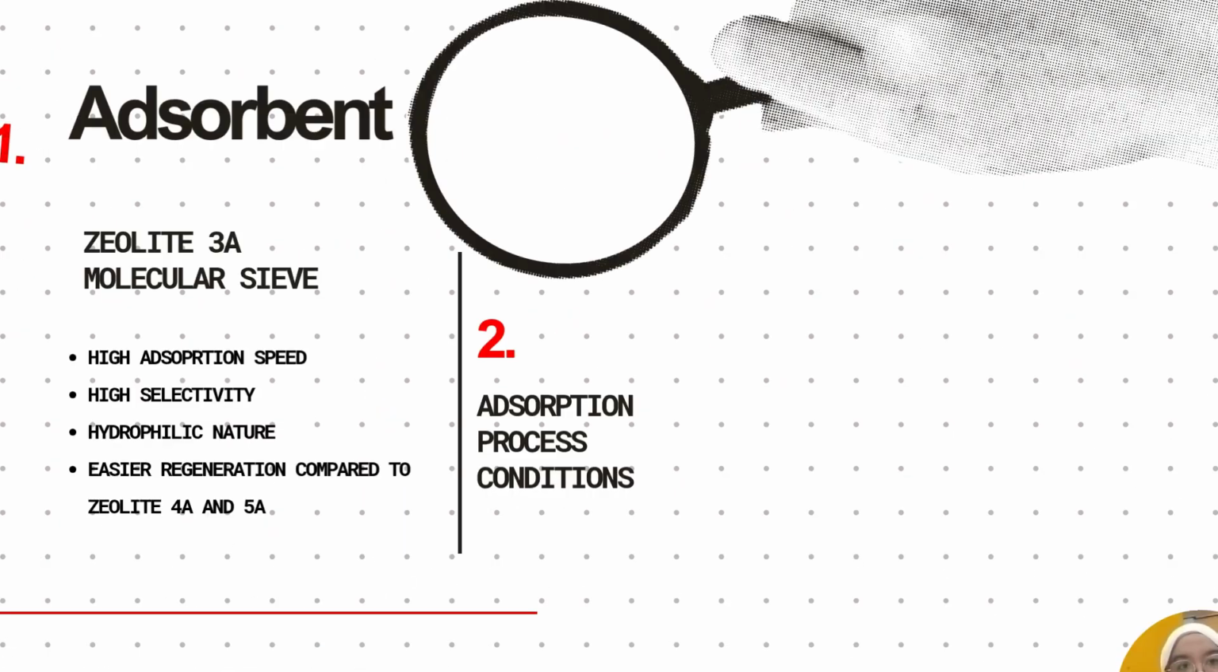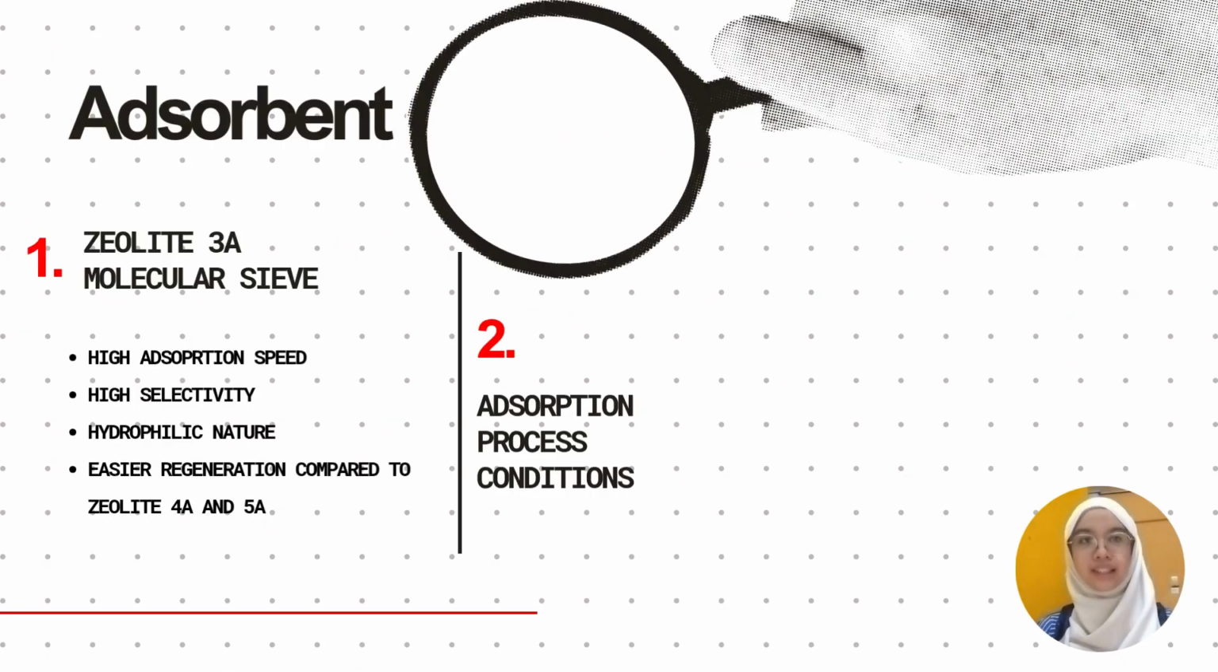The adsorbent that we chose is zeolite 3A molecular sieve. This is due to the high adsorption speed as well as the size. The water molecules, which are much smaller than methanol, can go through the adsorbent. However, methanol is kept out. The zeolites also have a hydrophilic nature, which means they can easily absorb water. And in comparison to 4A and 5A, 3A has an easier time to regenerate.